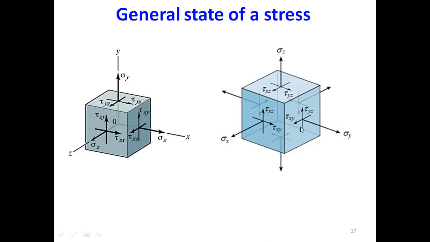Similarly, if we have shear stress tau yx on this face, then on the opposite face we would have tau yx in the opposite direction. If we have tau xy in this direction, on the opposite face we would have tau xy in the opposite direction. If we have tau xz in this direction, on the opposite face we would have tau xz in the opposite direction.